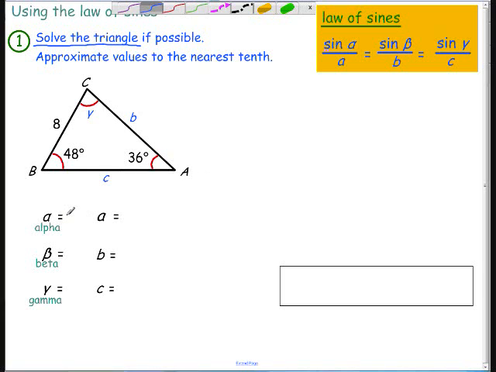Yes, we do. It's 36 degrees. Do we have beta? Yes, we do. It's 48 degrees. Do we have gamma? No, we're going to have to find that.